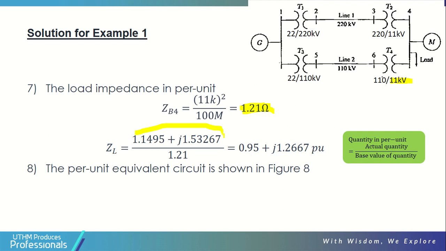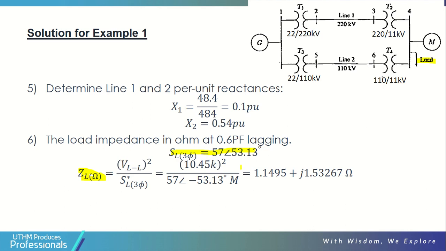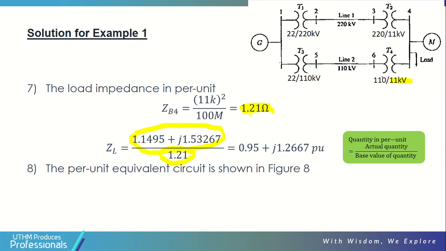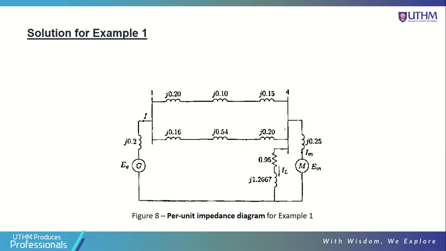Actual value divided by base value. This is your actual value, then divided by base value, so you got the value of ZL per unit. Quantity in per unit equals actual quantity divided by base value of quantity. Once you have calculated the per unit value for all impedances, then you can draw the per unit equivalent circuit.